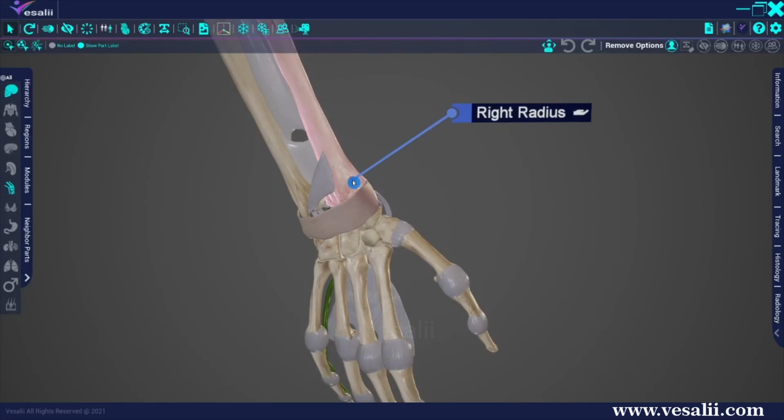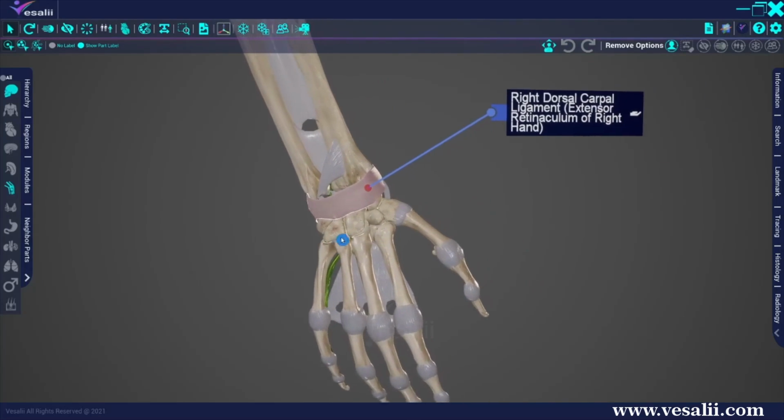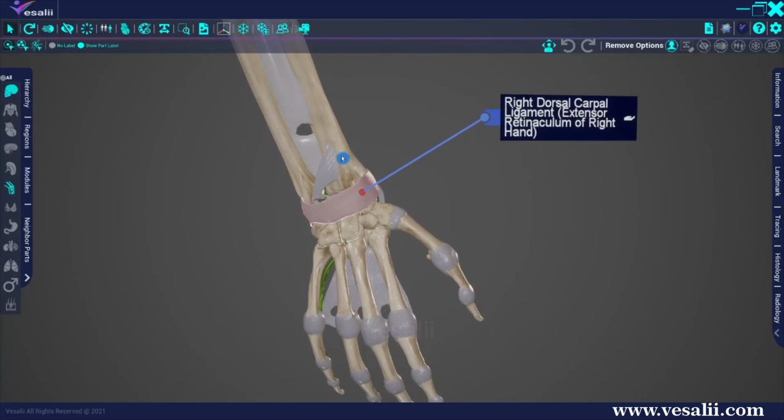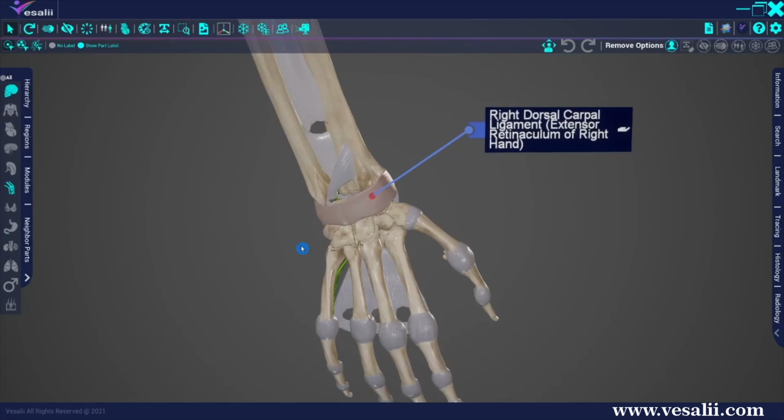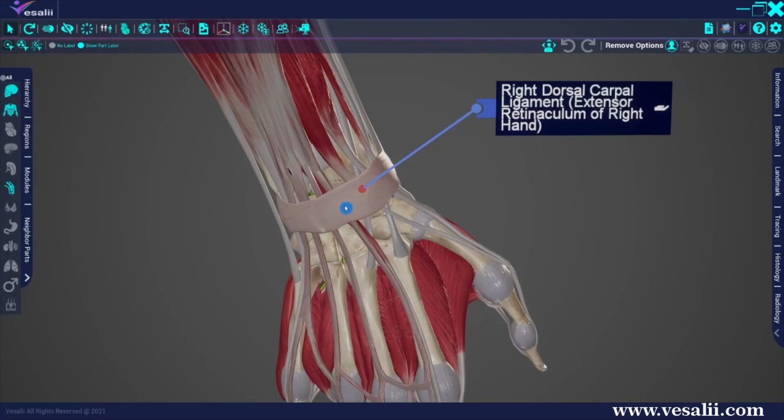The ligament is also attached to the ridges of the distal end of the radius as the ligament crosses the wrist. The upper border of the retinaculum is continuous with the deep fascia of the forearm, and its lower border is continuous with the deep fascia of the hand. The main function of the extensor retinaculum is holding the long extensor tendons in place and preventing them from bowstringing.